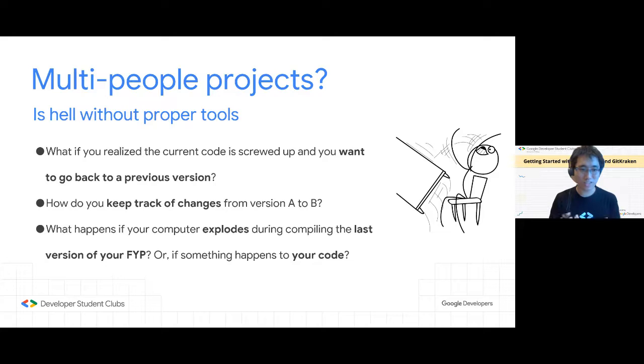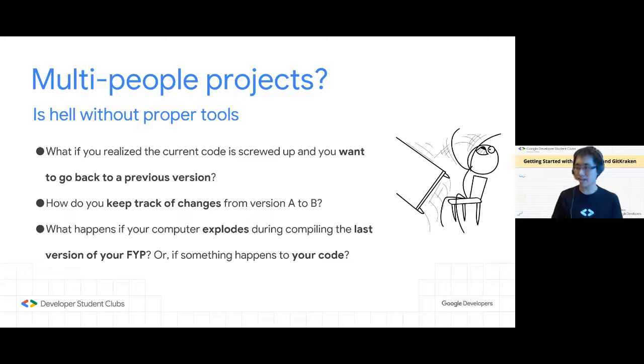And then the worst thing, what if your computer explodes when you are just compiling the last version of your FYP? Your code suddenly disappears, and then, oh no, you need to retake the whole semester and maybe extend your graduation, right? So it's really bad here. So for those that don't know, FYP stands for final year project. So in most universities, you need your FYP to actually graduate.